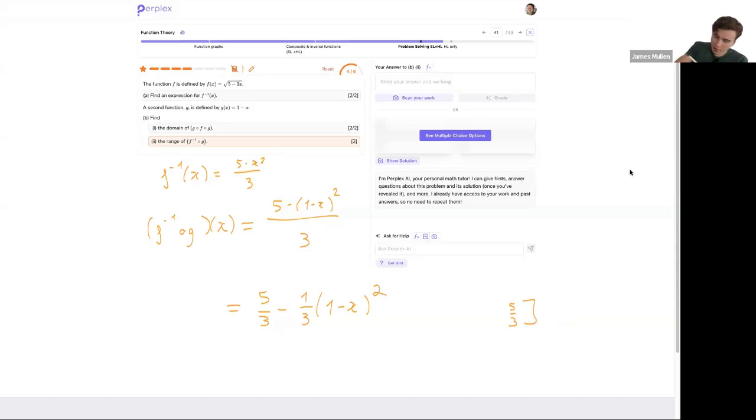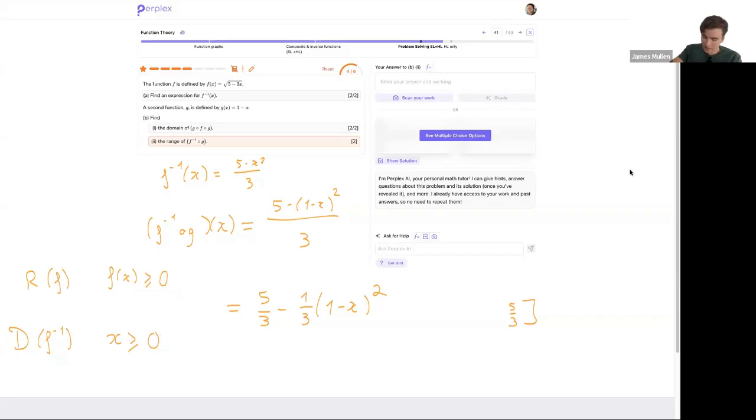So notably, the range of f is only non-negative numbers. So it's f of x greater than or equal to 0, which means that the domain of f negative 1 of x is also x greater than or equal to 0. So the domain of f negative 1 is x greater than or equal to 0.